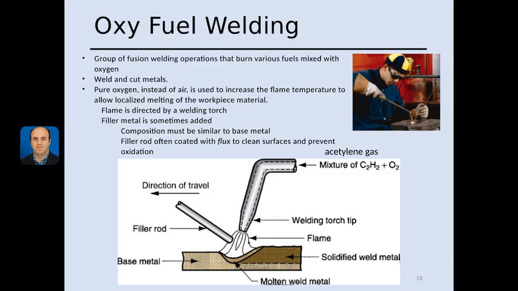And here we have a schematic of the process. We have a mixture of the fuel as well as oxygen. The fuel is going to be mixed at the tip of the torch right here. And one of the gases we use in this process is acetylene. We have various gases for oxy-fuel welding. If we use acetylene, they call it the oxyacetylene welding process.